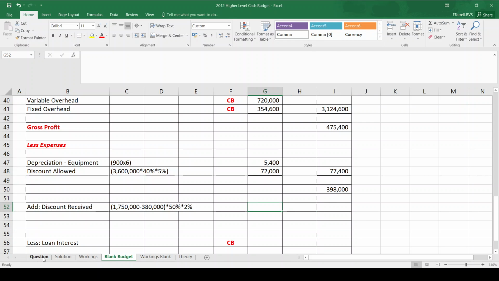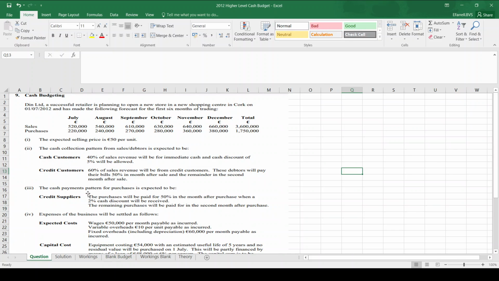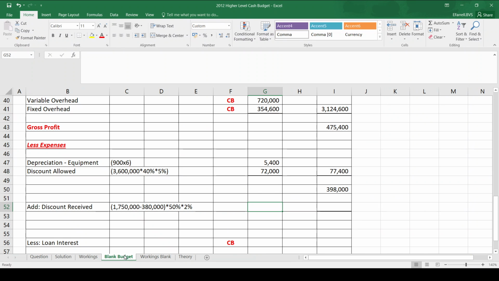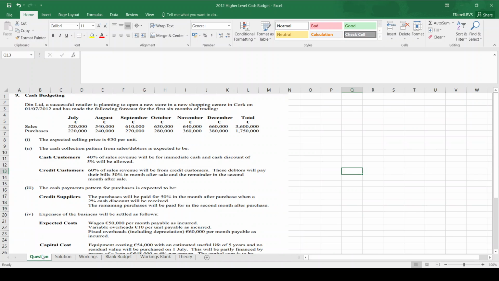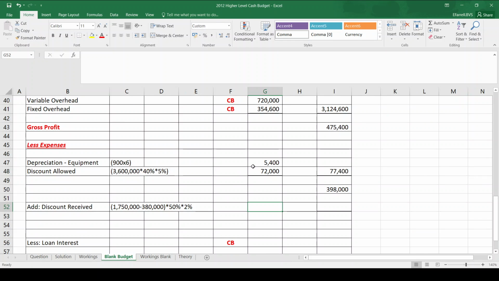Now, the discount I received was on purchases that I paid for a month later. So again, I'm going to take my total purchases, but I have to take away my December purchases because I wouldn't have got the discount on that until January. So with the sales, you take total sales, but with the purchases, you take the total purchases, but you have to take away the December purchases. So total purchases minus December purchases, and we got a discount on the ones we paid a month later. 50% of them were paid a month later, and the discount is 2%. So it's by 50% by 2%.